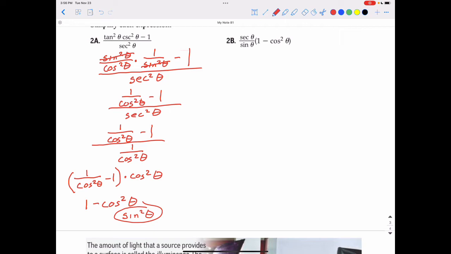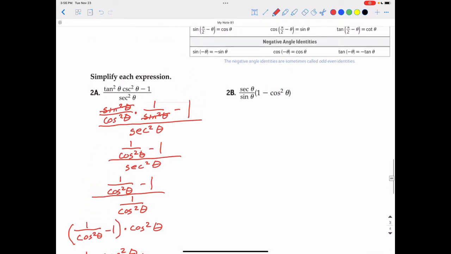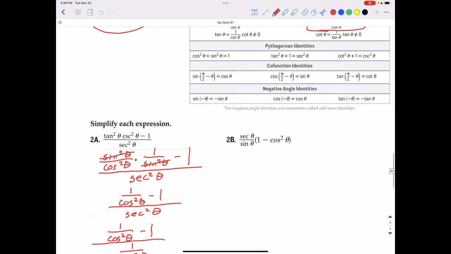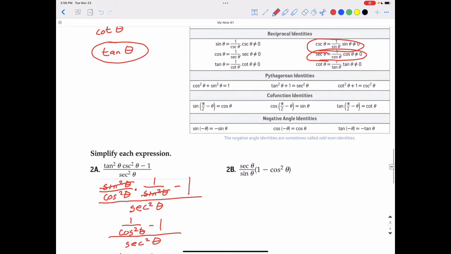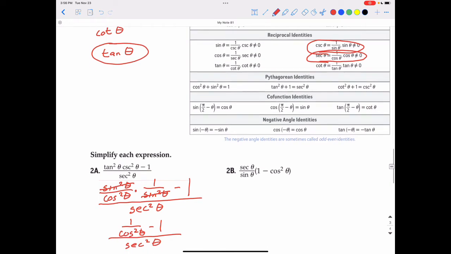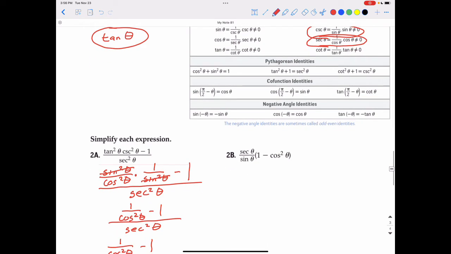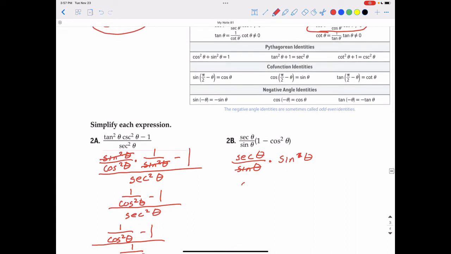Let's try another one. 2b is secant theta sine theta over, or times 1 minus cosine squared theta. Well, there's that 1 minus cosine squared theta again. So let's rewrite this as secant theta sine theta times 1 minus cosine squared theta, which is the same as sine squared theta. Sine theta at the denominator will cancel out with one of the sine thetas on the numerator here. So that means I'm left with secant theta sine theta.